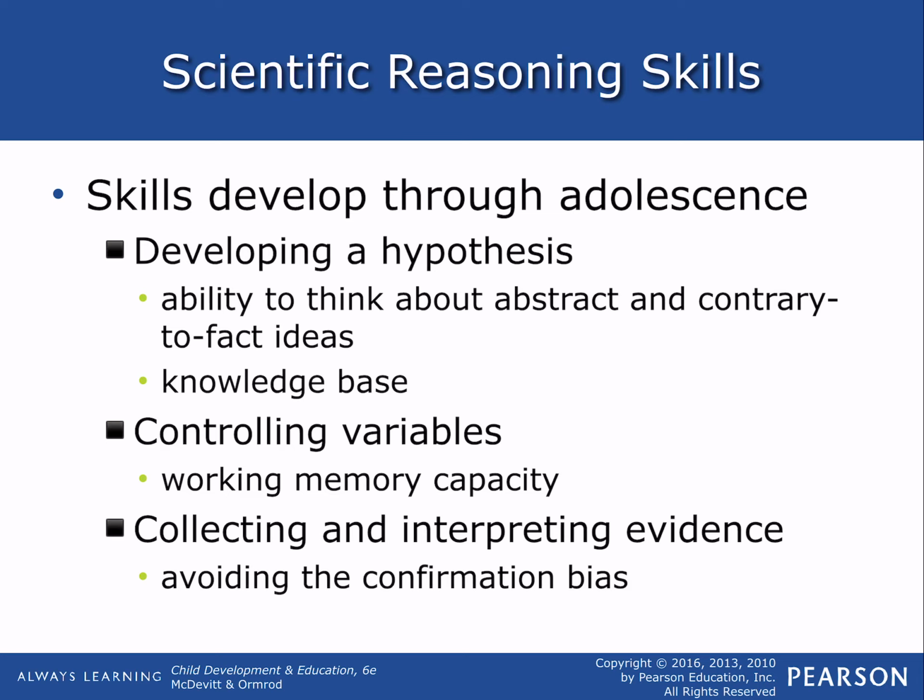Scientific reasoning skills, developing a hypothesis, it happens unconsciously, it happens super, super early, but to be able to think about something abstractly and then test whether you're right or wrong in a conscious way comes later. And developing a hypothesis, you have to know some stuff first, right? That's what knowledge base means. Controlling variables, that's much more sophisticated. Understanding what the variables are that may be involved in the cause and effect that you're trying to study. And then collecting and interpreting evidence and avoiding confirmation bias.